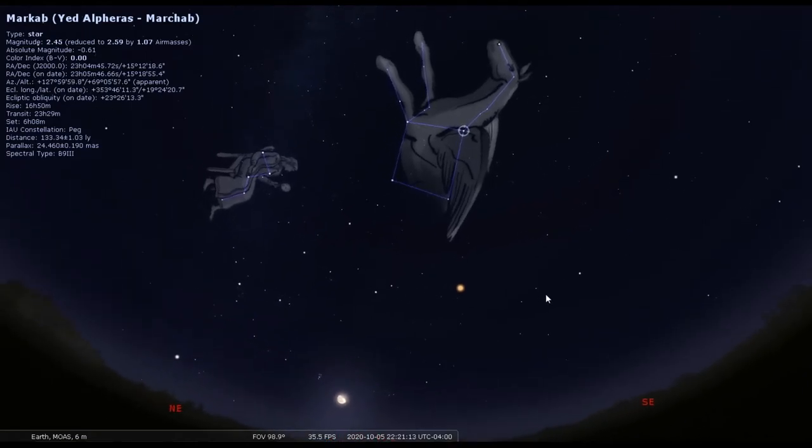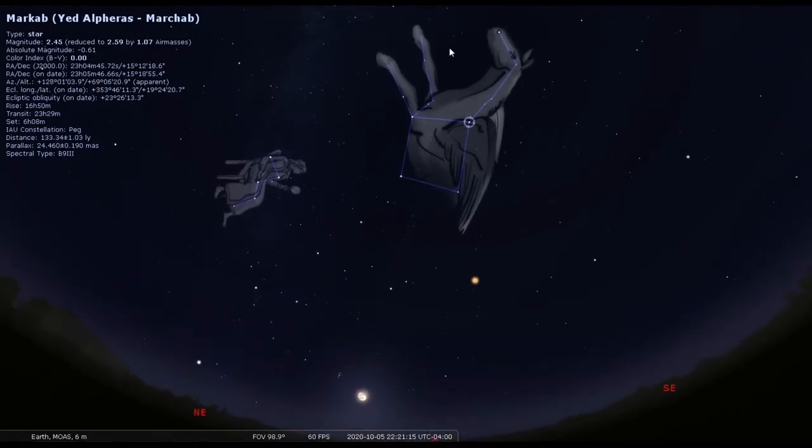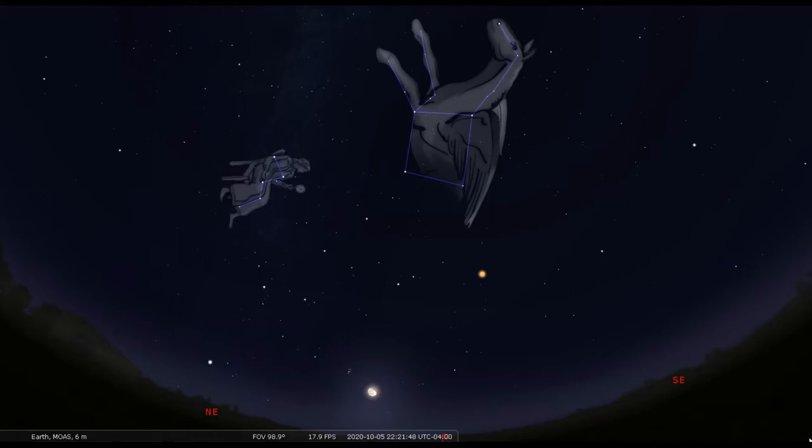So those two constellations at this time of year are pretty high and they're fairly bright, so they stand out, Pegasus and Cassiopeia. There are a few other constellations for this time of year that also are really nice and famous as well.